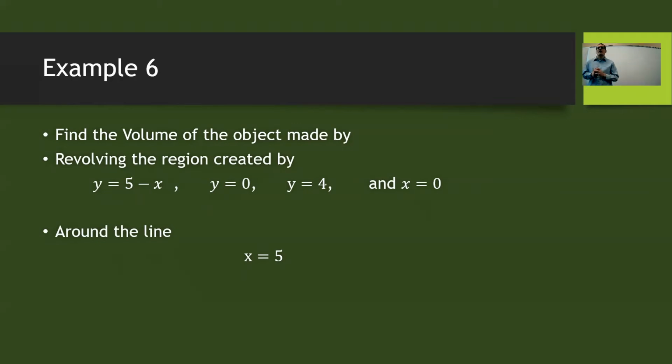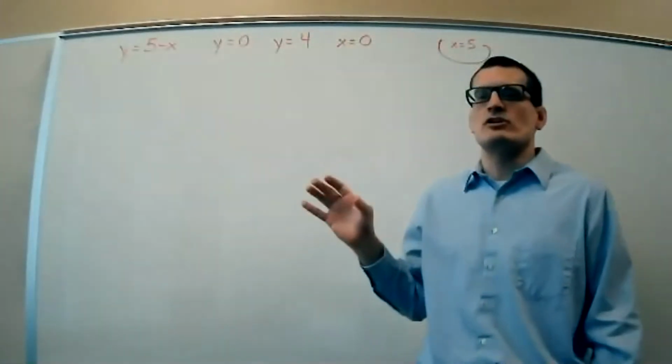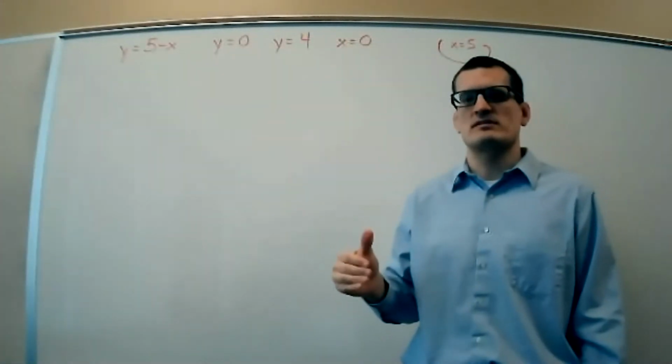Okay, so I'm going to start doing this problem. The region that we're going to create is bounded by y equals 5 minus x, y equals 0, y equals 4, and x equals 0. And we're going to rotate around the line x equals 5. So the first thing I need to do is draw this region and figure out what it looks like.